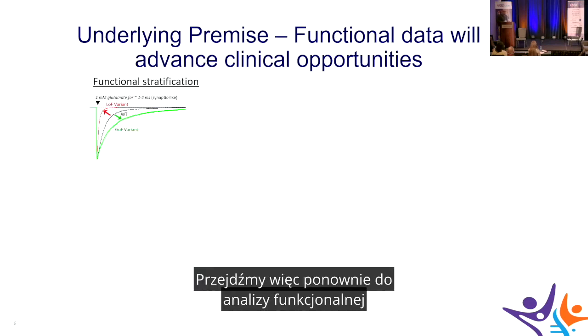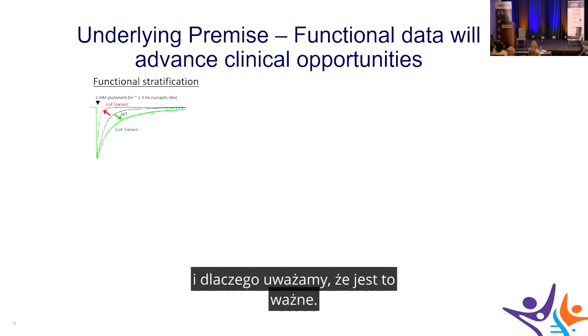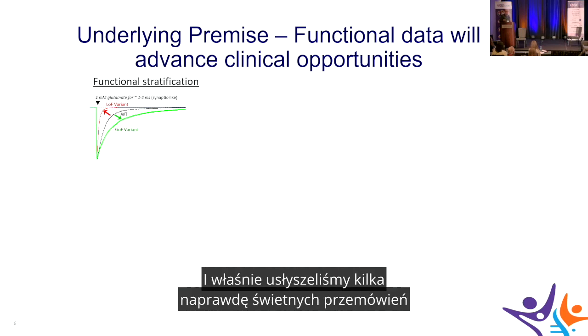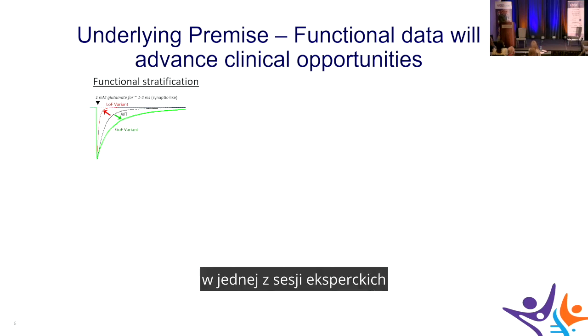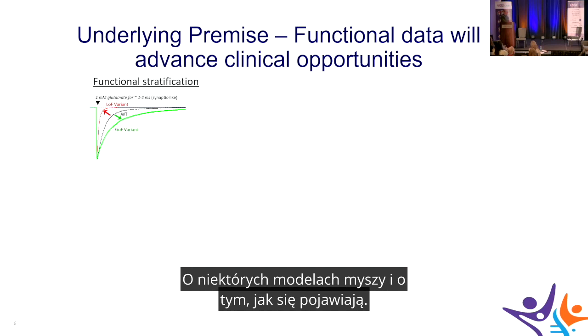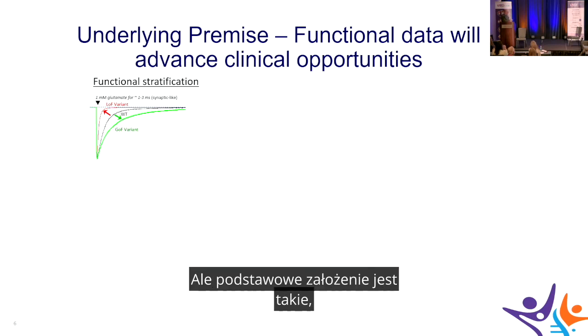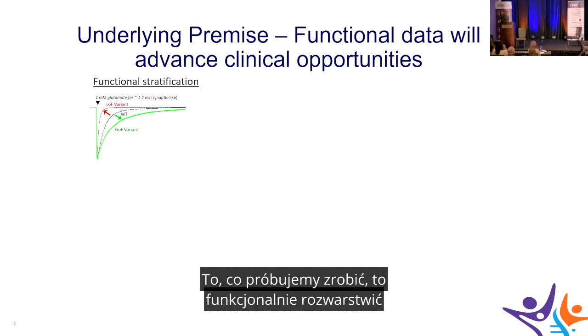So to go over again the functional analysis and why we think this is important, we just heard some really great talks in one of the expert sessions about some of the mouse models and how they're coming along. But the underlying premise is this: the functional data will advance clinical opportunities. And as you may recall, what we're trying to do is functionally stratify everybody.